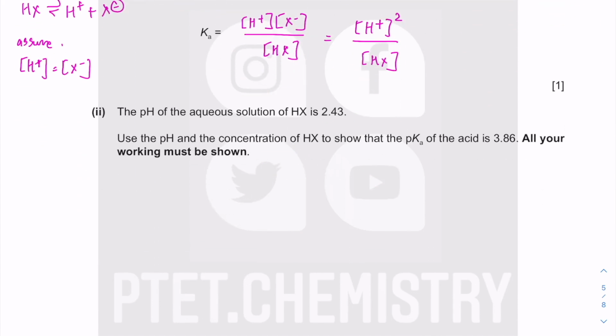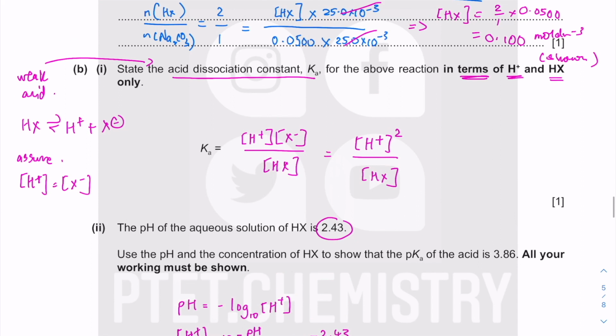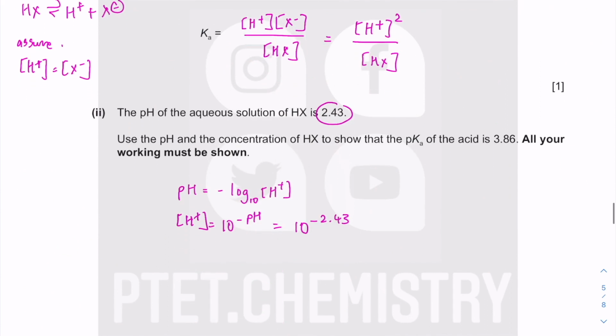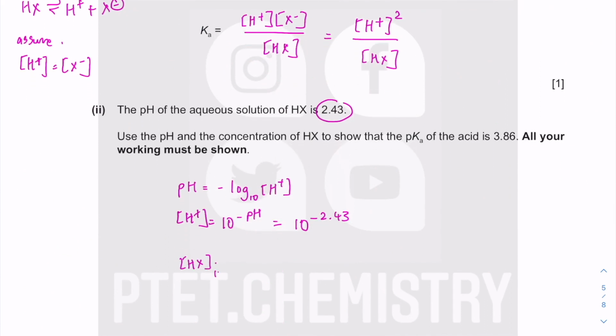The next bit, the pH of the aqueous solution is 2.43. So pH equals minus log10 of [H+]. Therefore the H+ concentration is 10 to the power of minus pH. If I know the pH, I can work out the H+ concentration, in mole per dm³. Now, do I have the concentration of HX? Yes, I do. The initial concentration of HX is 0.100 mole per dm³, as they asked you to show earlier.